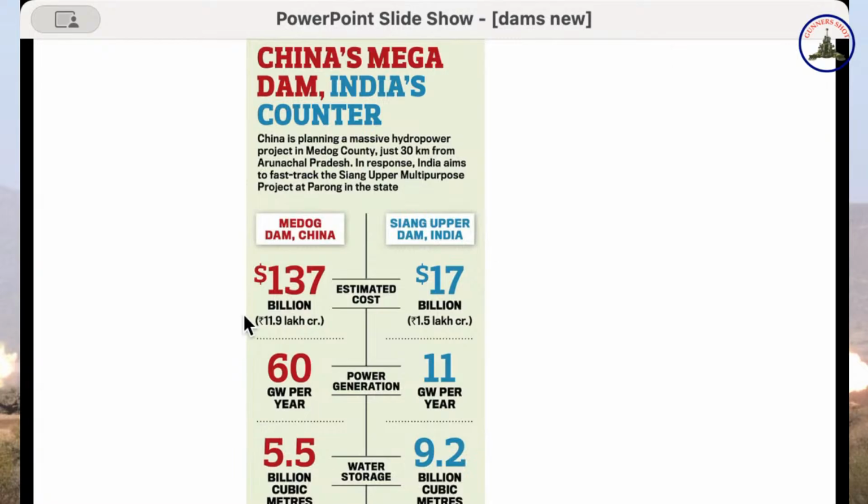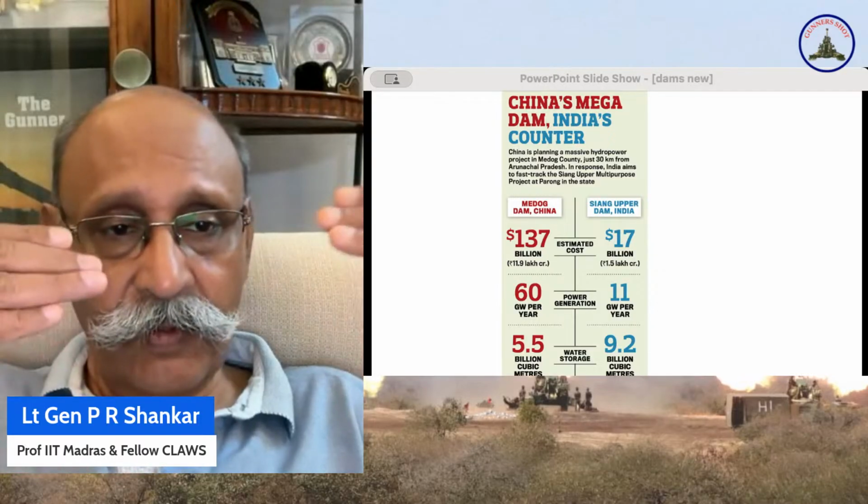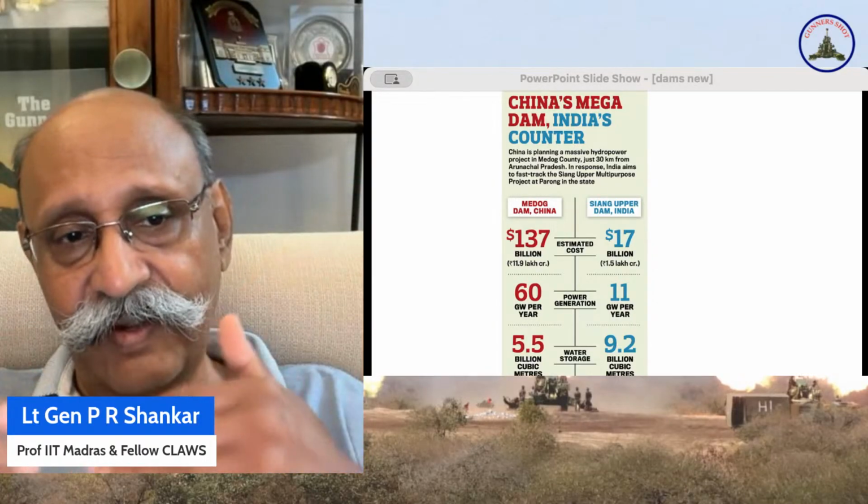Okay. So this dam, you want to build, the cost of China's Medog Dam is estimated to be $137 billion. We need to spend about 17 billion, which we can. It's not a big deal. And when you spend, you'll get electricity out of this. He is looking at 60 gigawatts. He wants to make it bigger than the Three Gorges Dam and all that lot. No issues. I have no problem with it. I have no problem how much he spends. We have to ensure that we are not badly affected by it.